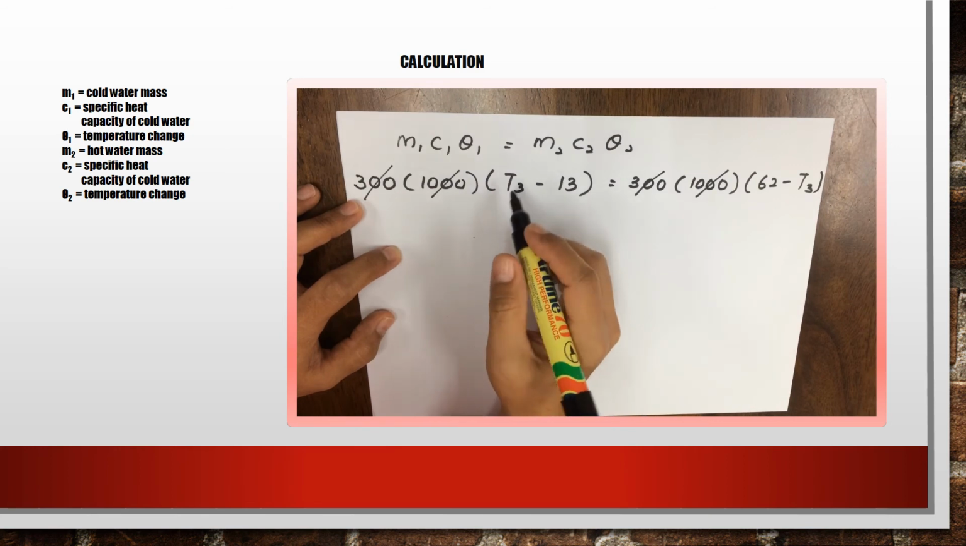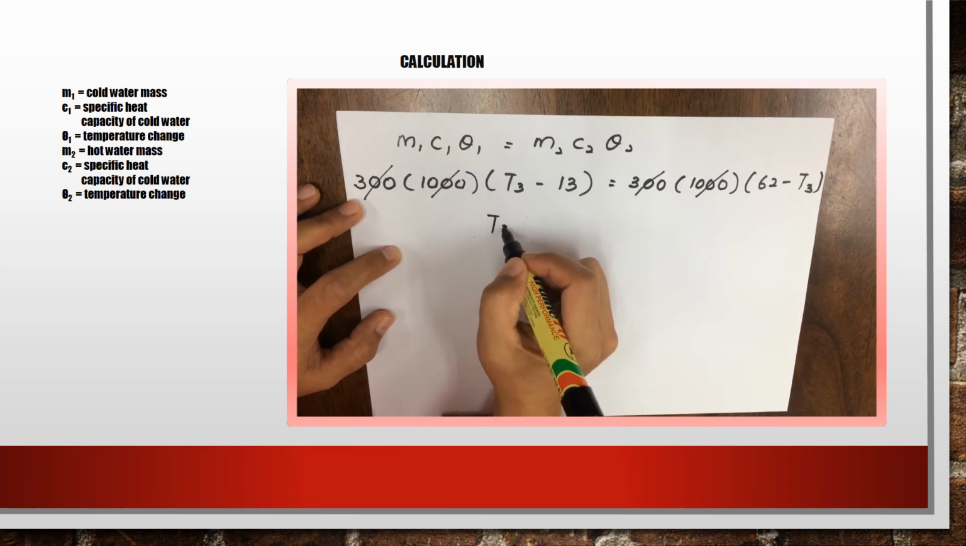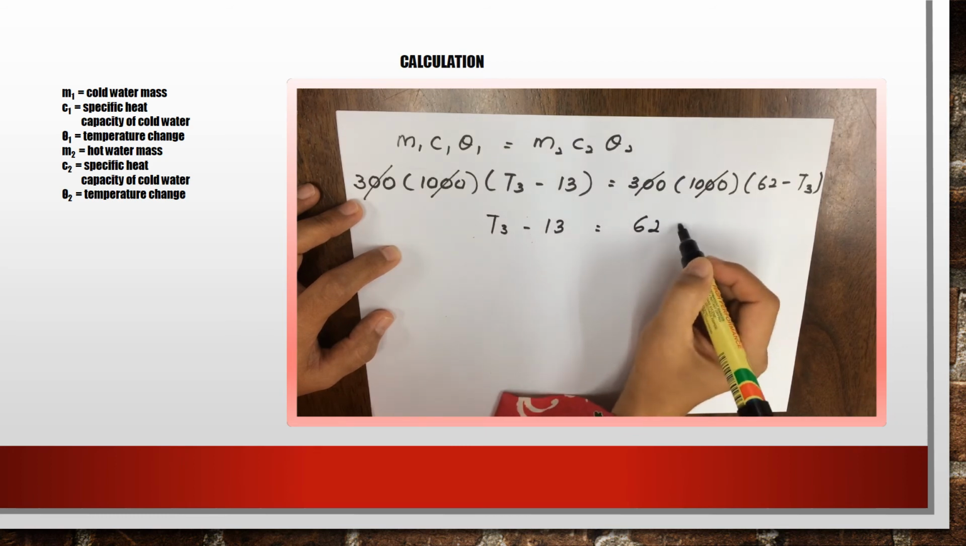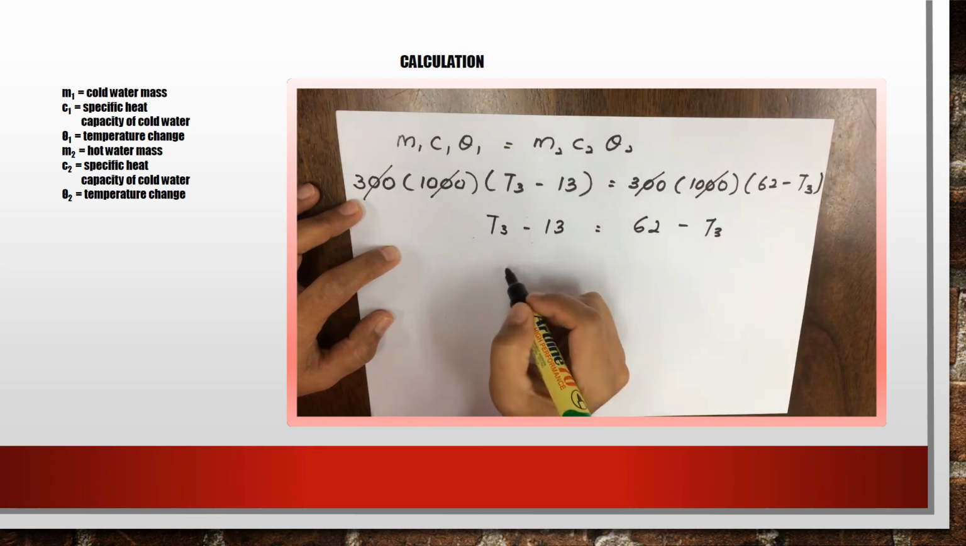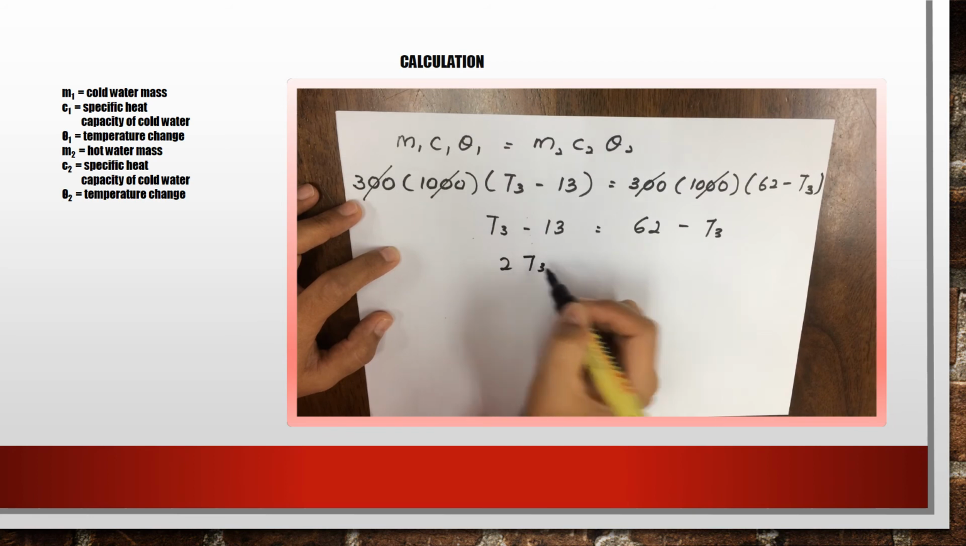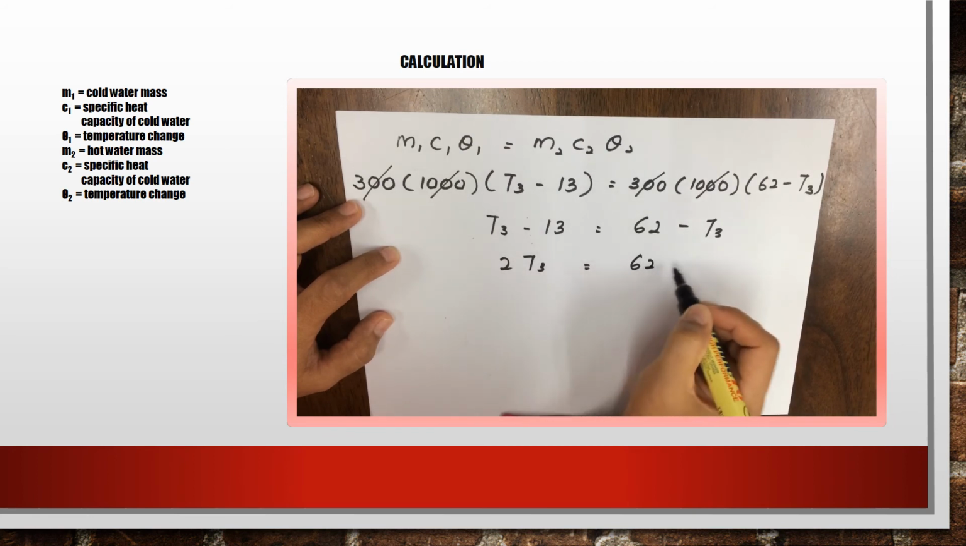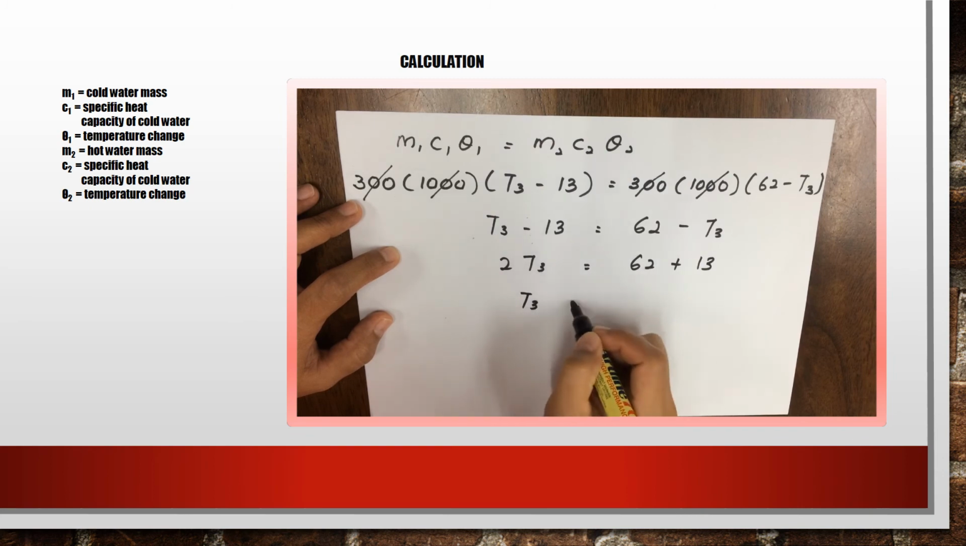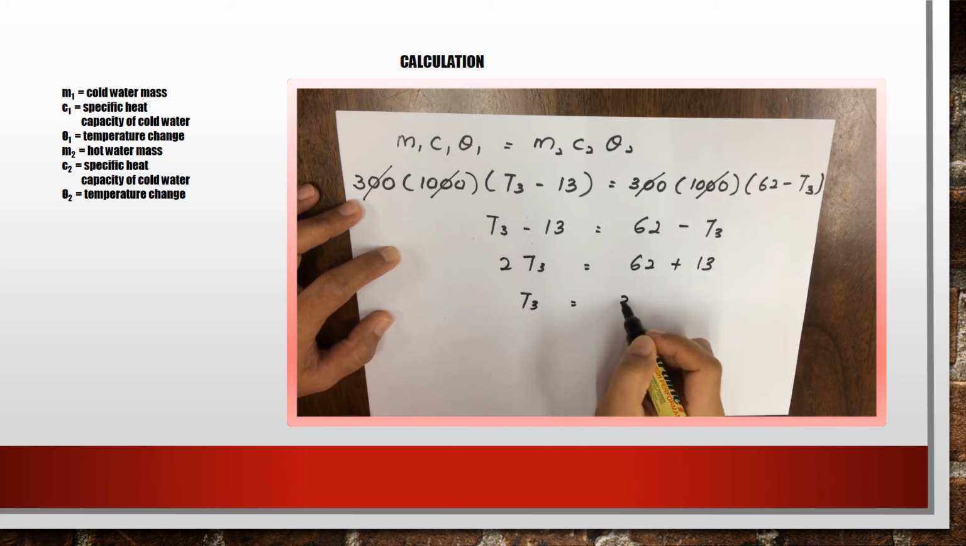Theta 1 is the final temperature minus the initial temperature of the cold water, and theta 2 is the initial temperature minus the final temperature for the hot water. Then, we find the value of temperature T3 from the calculation. The T3 is 37.5 degrees Celsius.